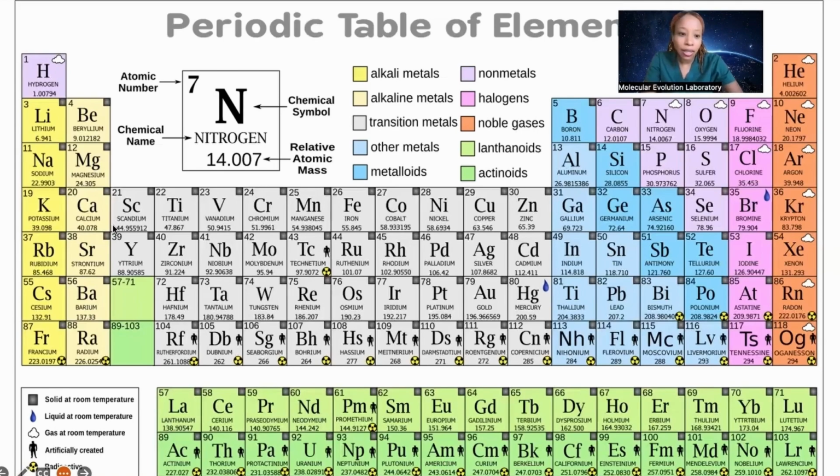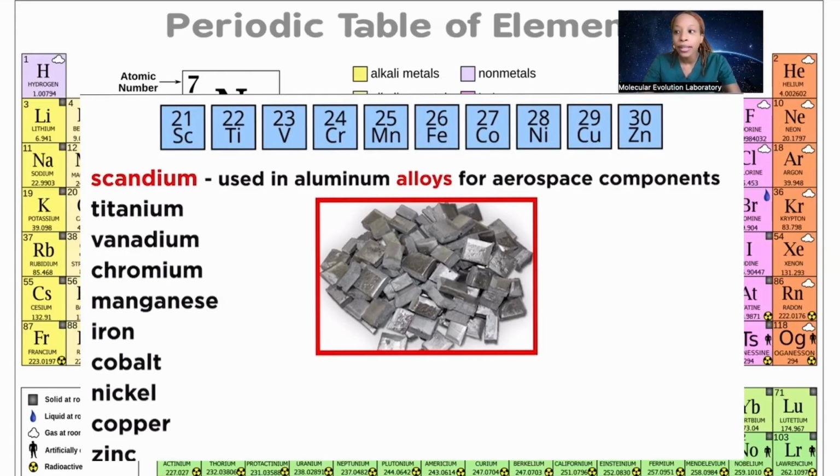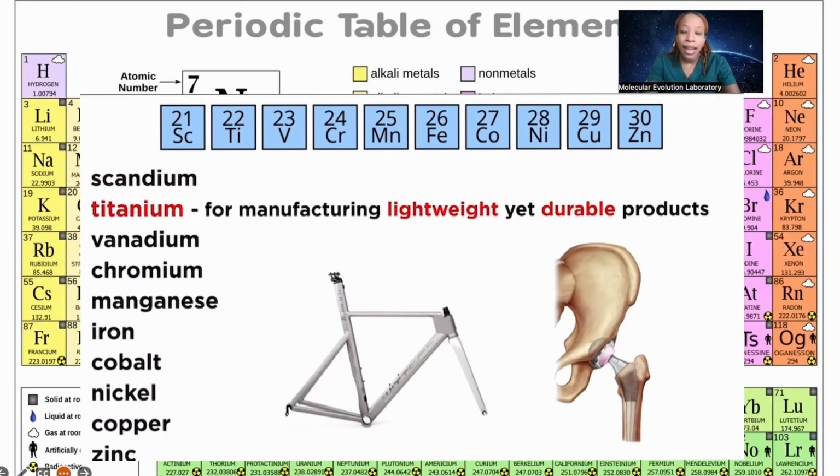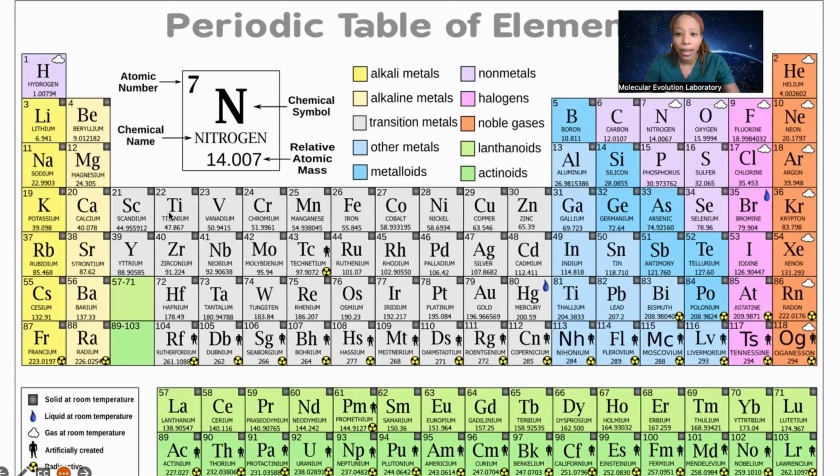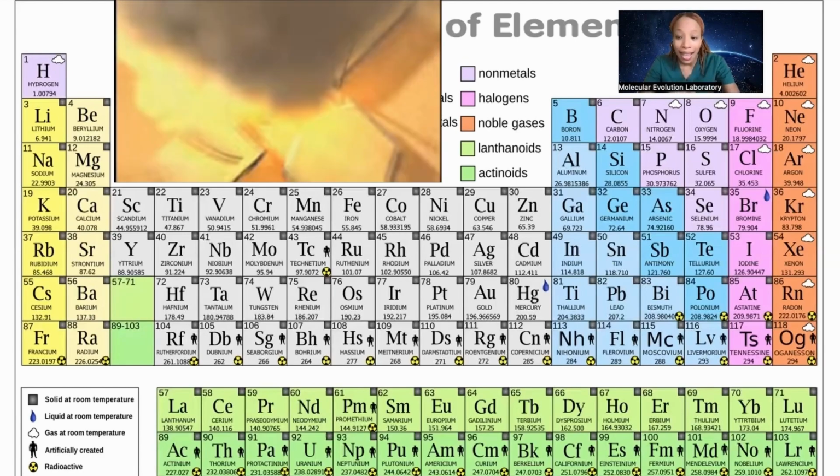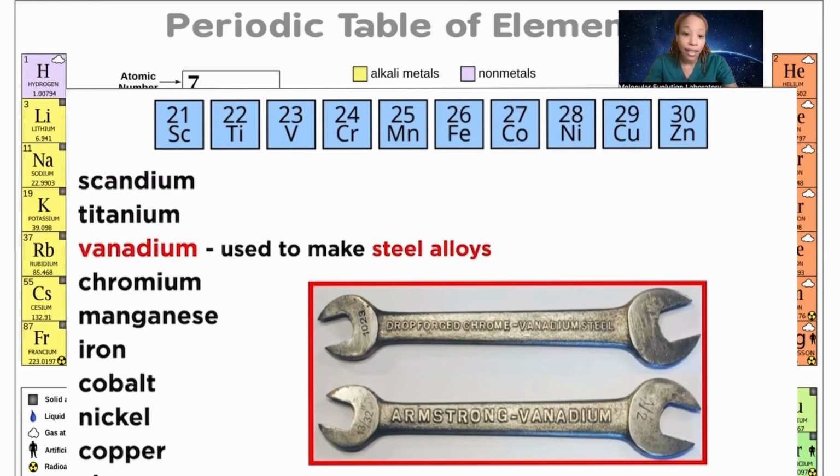Just a little detail on the individual metals. Scandium is soft and shiny. It's a transition metal named for Scandinavia. It is used in aluminum alloys for aerospace components. Titanium we know very well, and we also covered it in the last lecture. Titanium has low density, high strength, and does not corrode easily. It is used for missiles and in aircraft. Vanadium is used to make steel alloys.